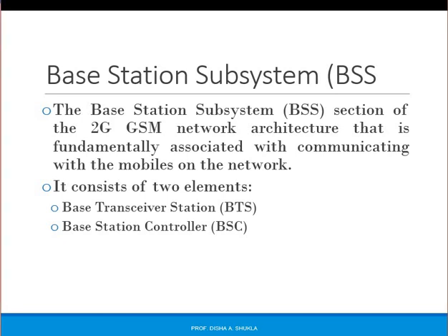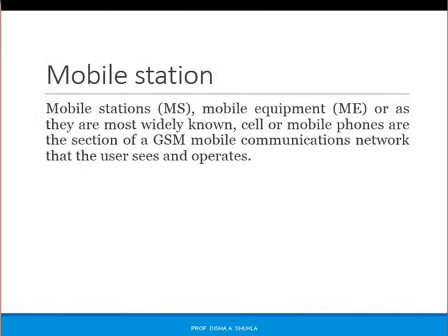Moving on, the third part of the GSM network architecture is the mobile station. So, mobile stations, mobile equipment, etc. are, as we already know, most widely known as cell phones or mobile phones, and are the sections of the GSM mobile communication network that the user sees and operates. Now, in recent years, the size has fallen dramatically while the level of functionality has greatly increased. A further advantage is that the time between charges has significantly increased.